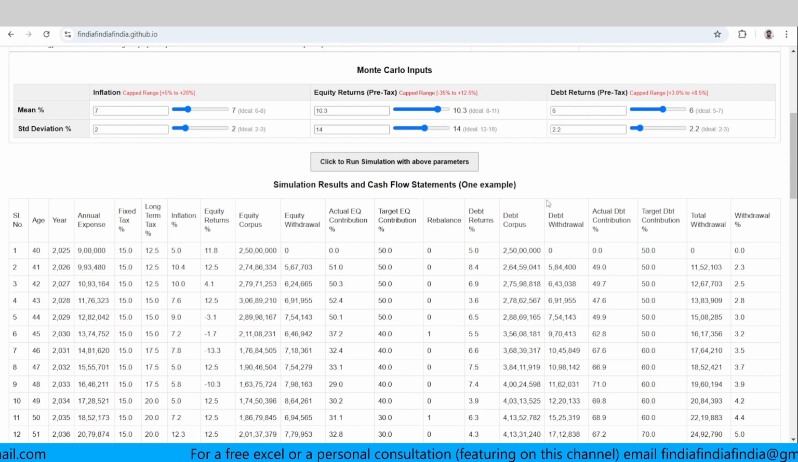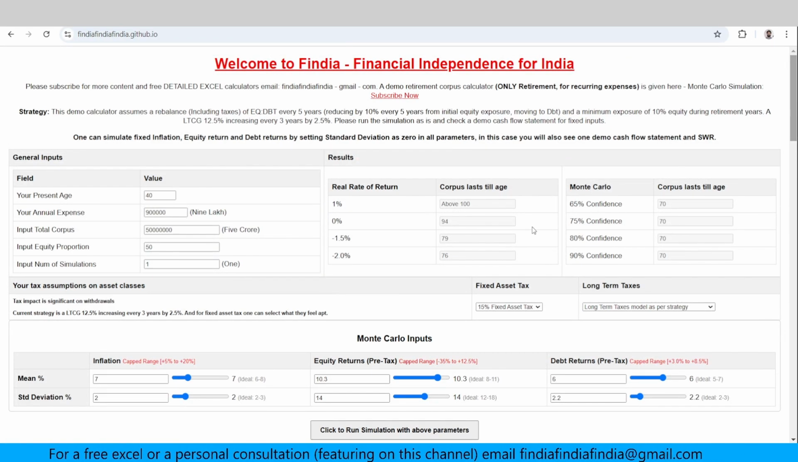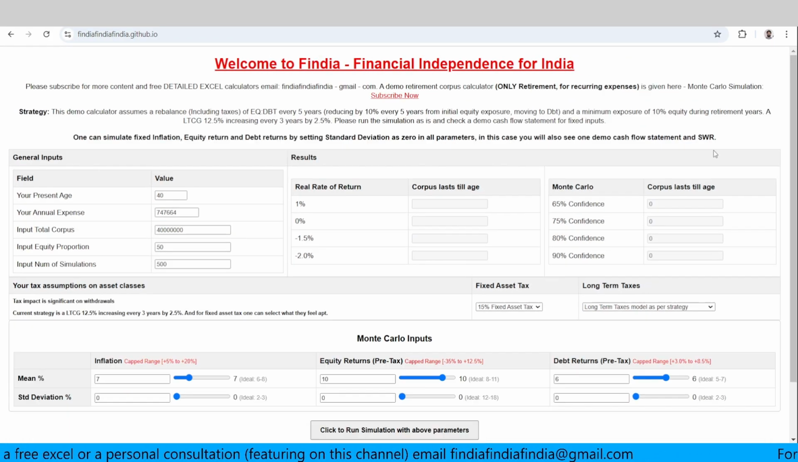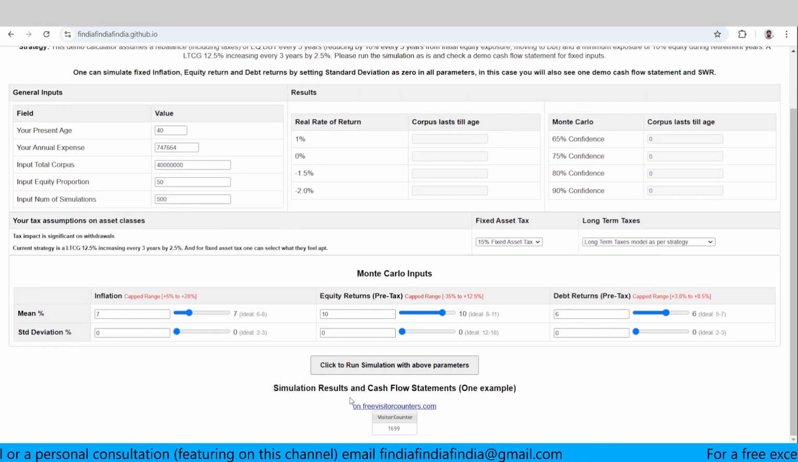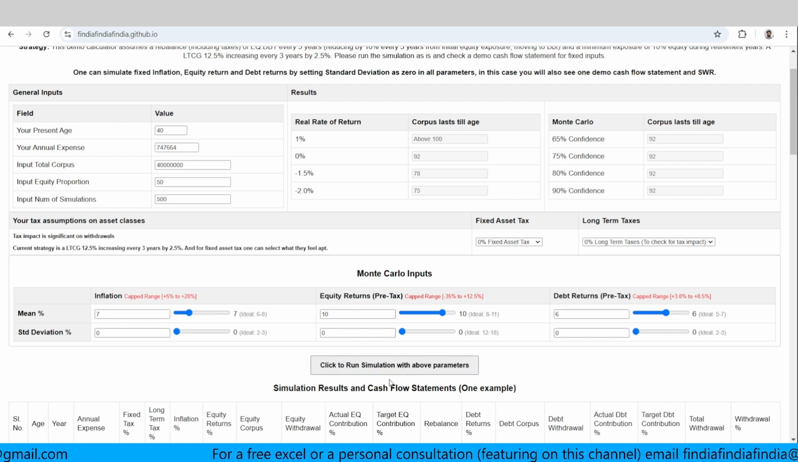In Monte Carlo, you have to run 500 cycles. So before we run Monte Carlo, since you know the calculator very well now, let me show you this. If I take equity returns standard deviation 0, debt returns standard deviation 0, and I use 7, 10, 6, and a 0% tax on fixed and long-term, and I run this simulation, obviously what you will get is a 0% RRR 92 for any and every simulation. You will get the same number everywhere.